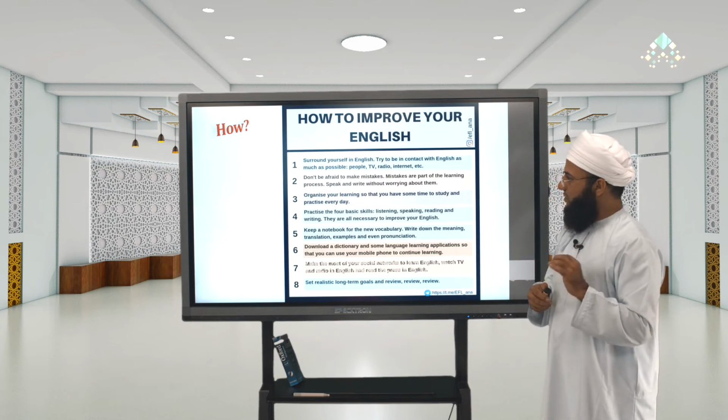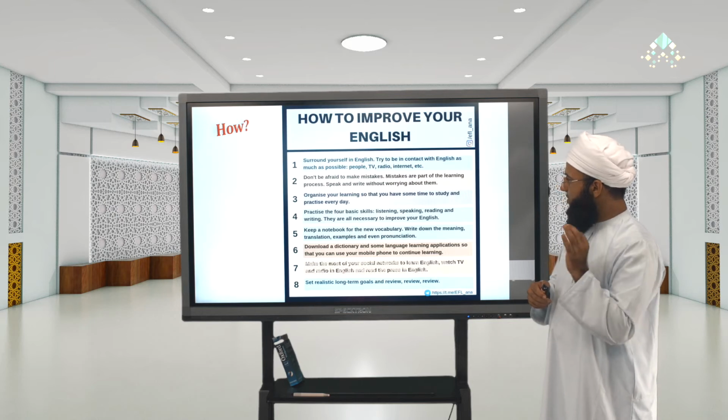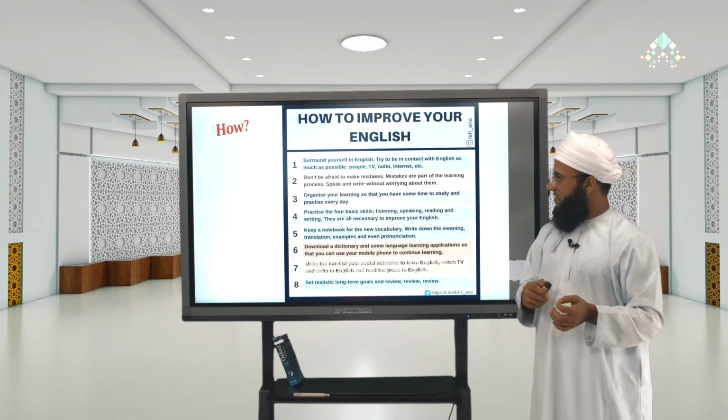Number three, organize your learning so that you have some time to study and practice every day.